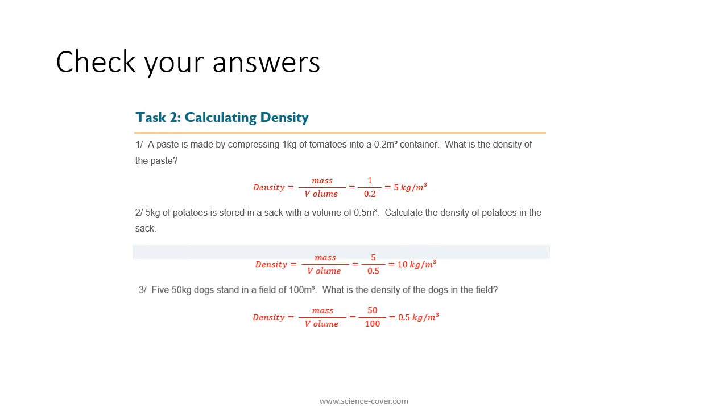5 50-kilogram dogs stand in a field of 100 meters cubed. What is the density of dogs in the field? So the density is mass divided by volume, so that's 50 divided by 100 gives us 0.5 kilograms per meter cubed.